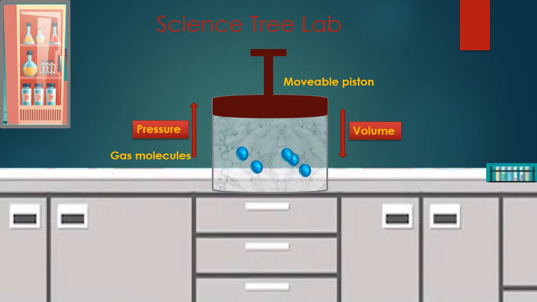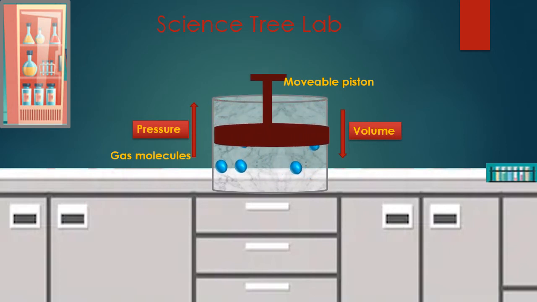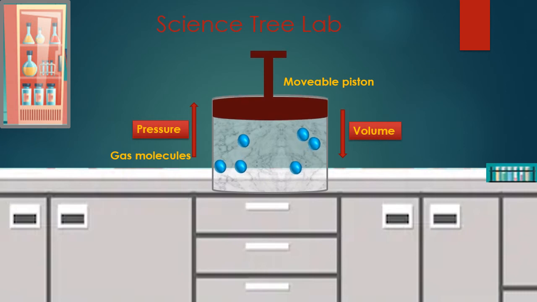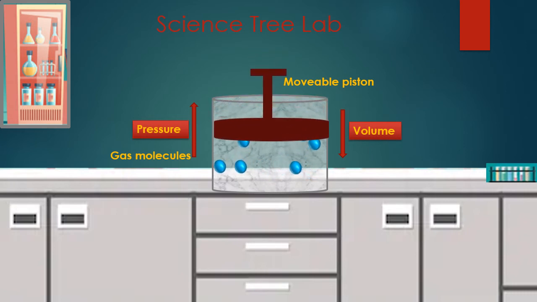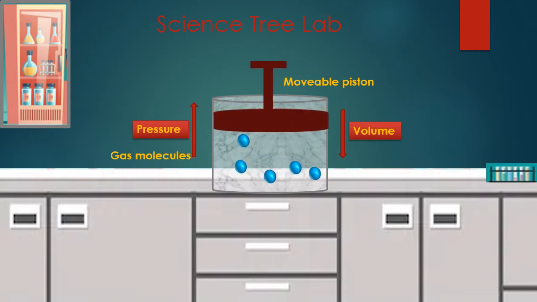So by increasing the pressure, what do you think? What is going to happen to the volume? Definitely, by increasing the pressure, the volume of the gas molecules will decrease. And that was the simple experiment which was done by Robert Boyle in 1662.